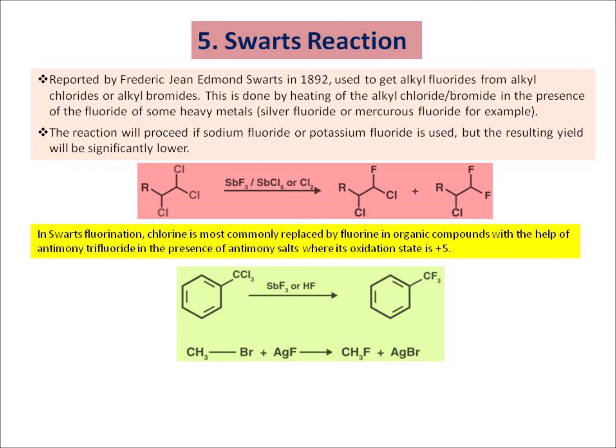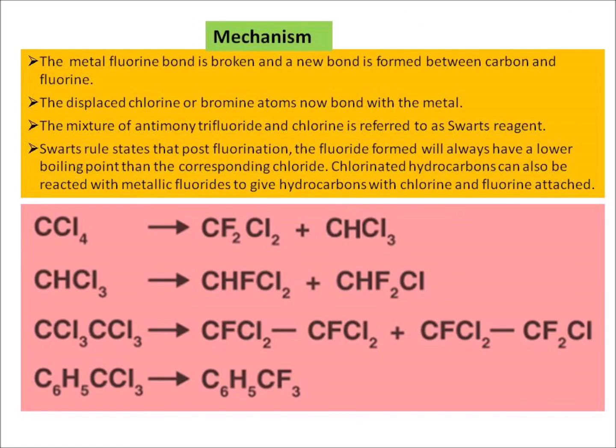In Swarts fluorination, chlorine is most commonly replaced by fluorine in organic compounds with the help of antimony trifluoride in the presence of an antimony salt, where its oxidation state is +5. See, antimony fluoride is represented by SbF3 and antimony chloride is SbCl5. When we examine the mechanism of Swarts reaction, the metal fluorine bond is broken and a new bond is formed between carbon and fluorine. The displaced chlorine or bromine atom now bonds with the metal. The mixture of antimony trifluoride and chlorine is referred to as Swarts reagent.